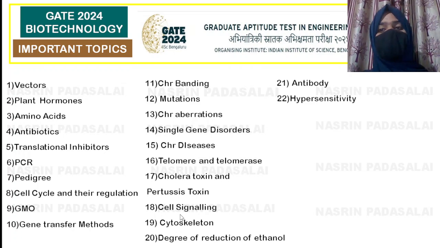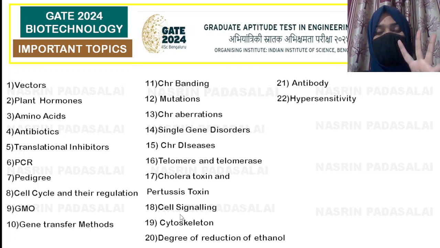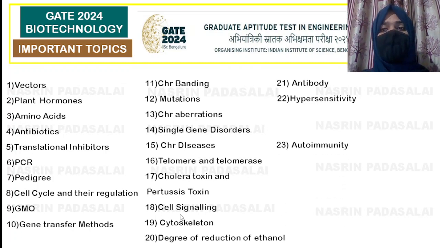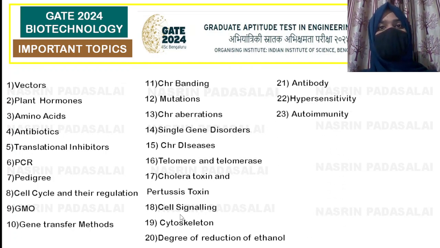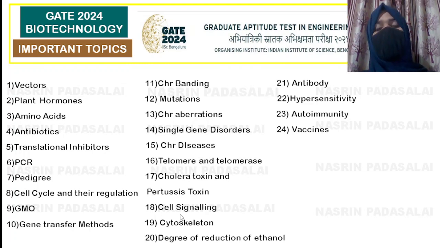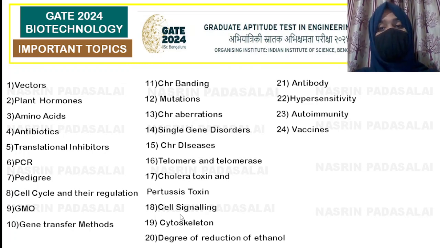Next is hypersensitivity reaction. There are 4 reactions. Study the tabular column alone, because from the tabular column only they ask the questions. Next is autoimmunity, which is systemic and which is organ specific. Autoimmunity is again important, so don't skip it. Next is vaccine. Study all the vaccines and their examples, and also study Covaxin and Covishield.